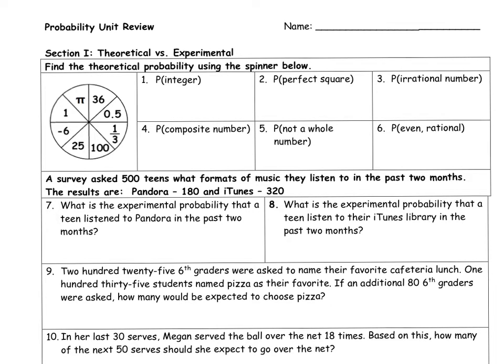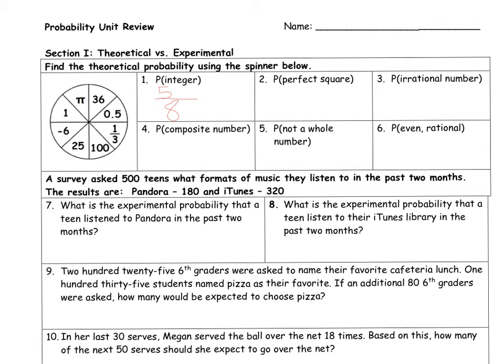Section 1 is going to deal with theoretical versus experimental probability. First thing we're asked to find is what's the probability of an integer. For number 1, we look at our spinner to the left and we notice that we have 5 integers. The integers are 36, 1, -6, 25, and 100. So therefore, we have 5 integers out of 8 sections. If you want to convert it to a percent, go ahead, but I didn't bother doing that.